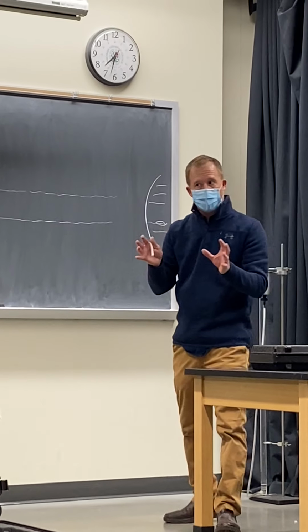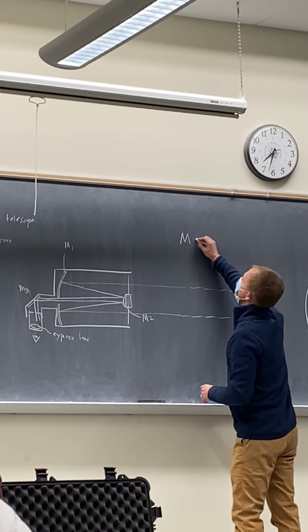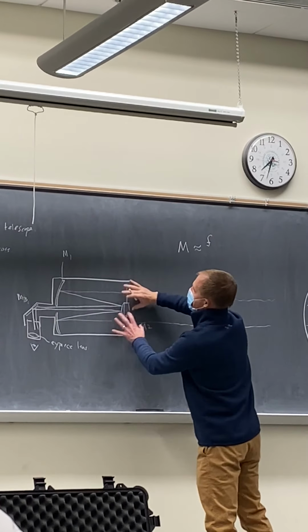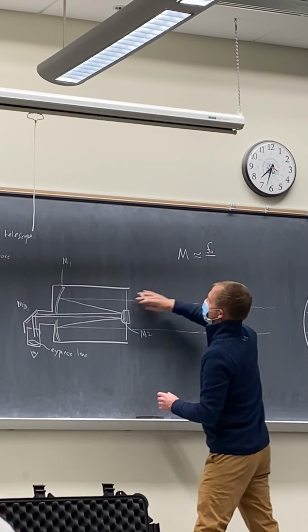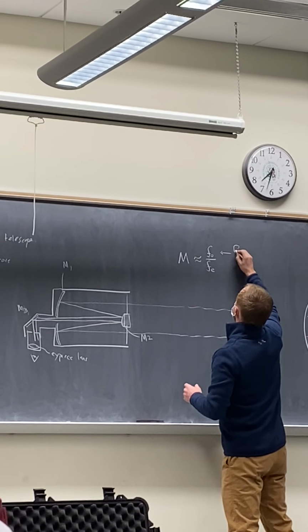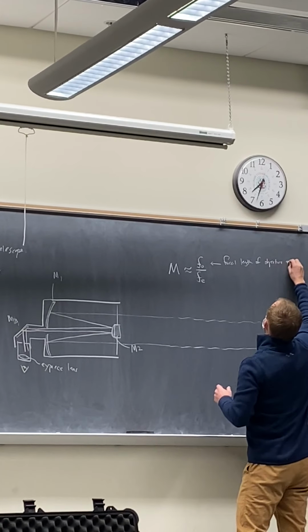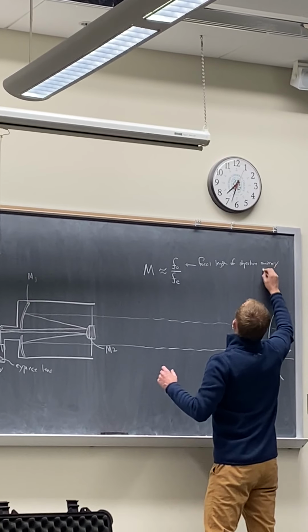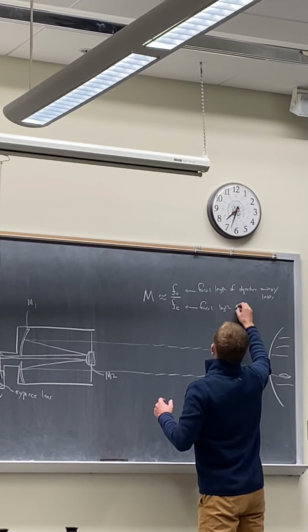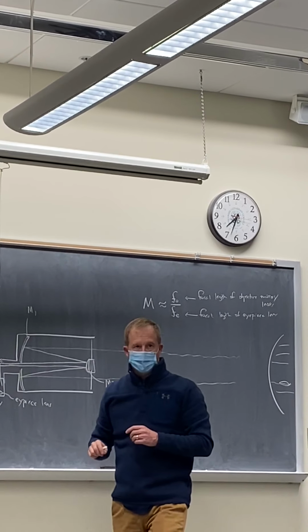I'm just going to tell you what the formula is right now without going into detail about how it comes about. But the magnification of a telescope is approximately equal to the focal length of the objective mirrors, these are called the objective mirrors right here, divided by the focal length of the eyepiece. So focal length of the objective mirrors or lenses, in this case, it's a mirror, divided by the focal length of the eyepiece lens. And that gives you the magnification, okay?